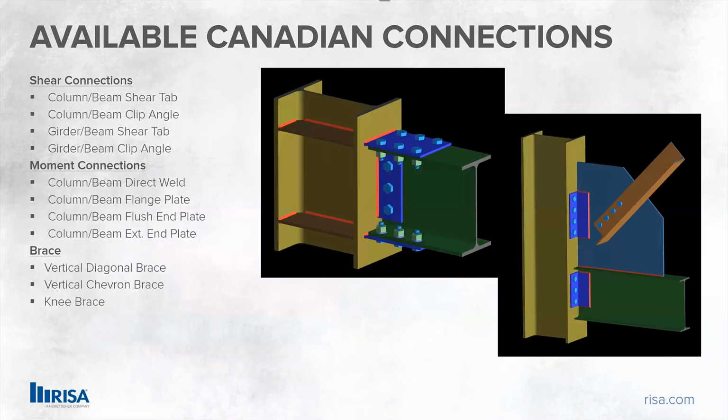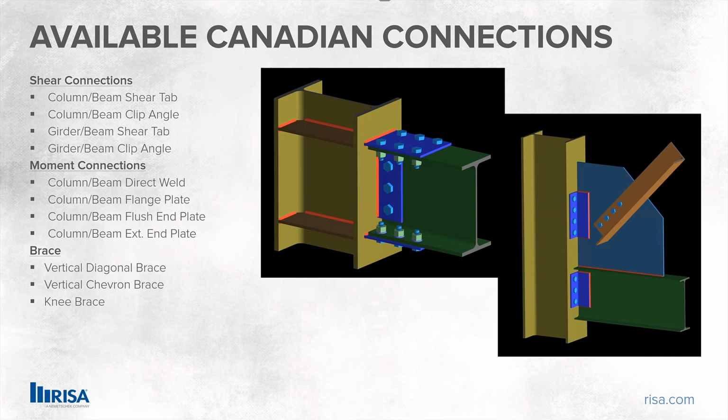As far as the types of connections, we support shear, moment, and brace connections, and we're always looking to improve and add different connections to our list. If there's a connection that's not on this list that you'd like to see included in the Canadian connection design, please send us an email at support@risa.com. That's the best way to let us know that, hey, I could really use a base plate connection, or some other type of connection, and then we can go ahead and develop it.